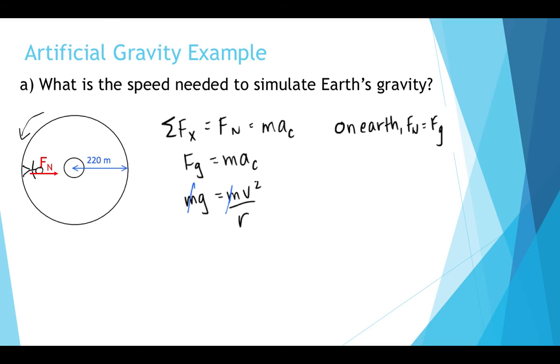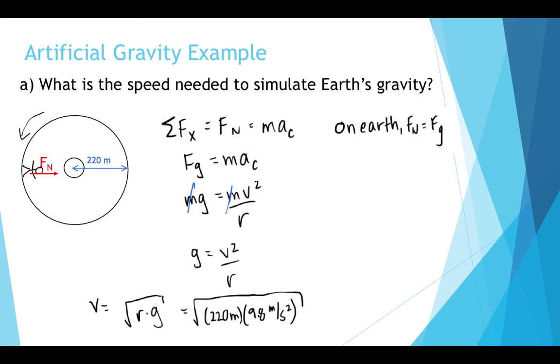When we're solving for gravity, because we're looking for how we are going to simulate gravity, gravity is going to equal velocity squared over r. Well, we know gravity, it's 9.8. So if we solve for velocity, that's going to tell us the speed needed to simulate acceleration due to gravity on Earth. So velocity equals the square root of r times g.